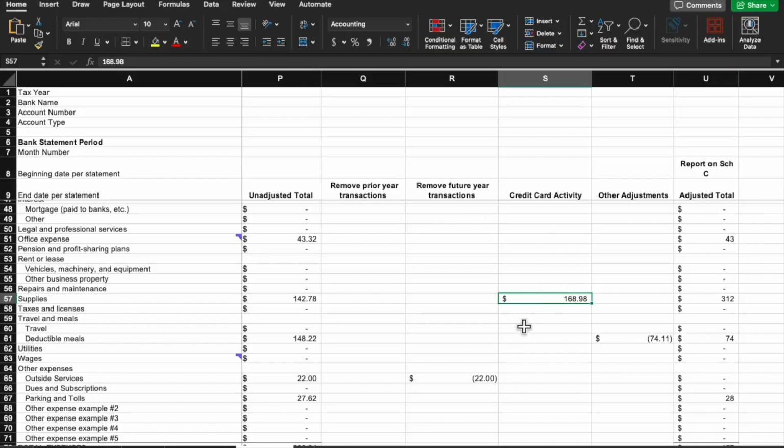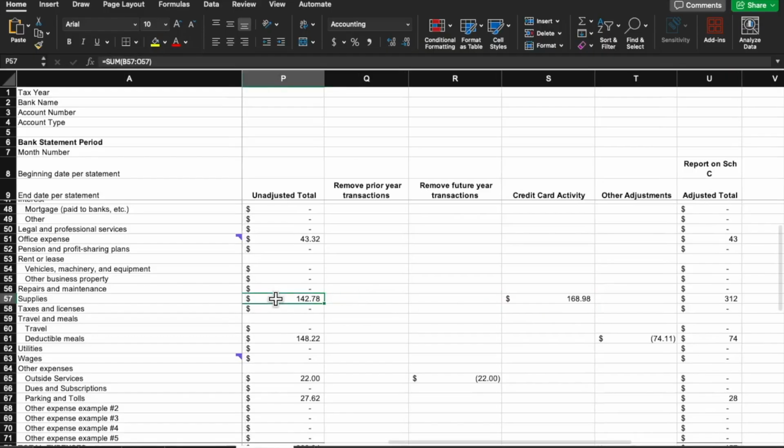So all we had from the credit card was a supplies expense of 168. So I put that here as a positive number to increase our unadjusted total for supplies from 142 to 312. And now we need to look at removing prior year transactions and moving future year transactions.